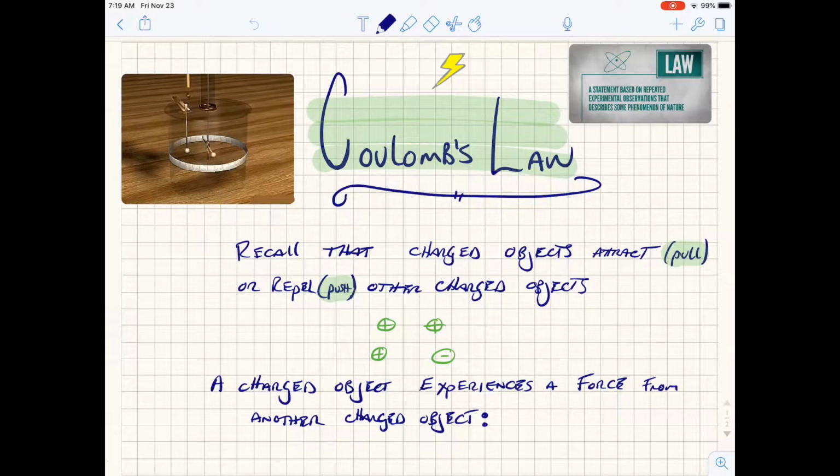Hi there, and welcome to your lesson on Coulomb's law. We pick up where we left off last lesson, describing the characteristics of charge, what exactly charge is, and the characteristics of matter and particles that have charge and how they interact with each other.